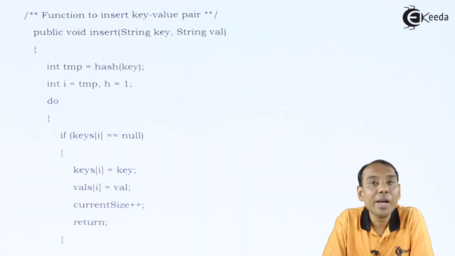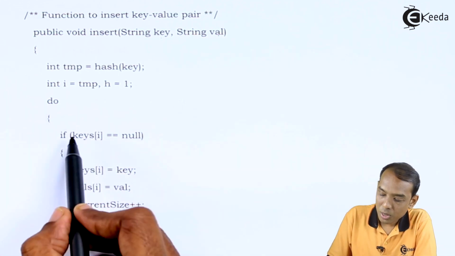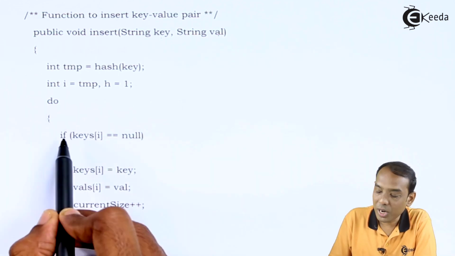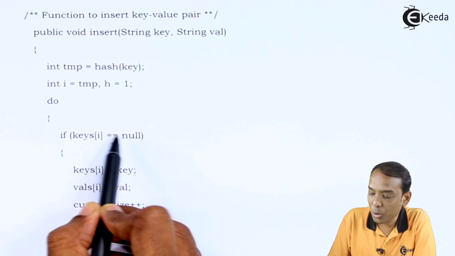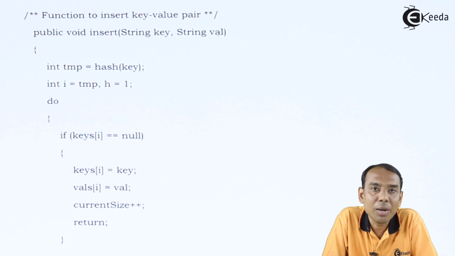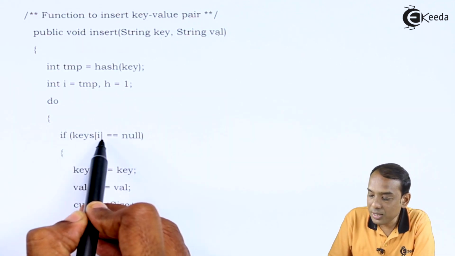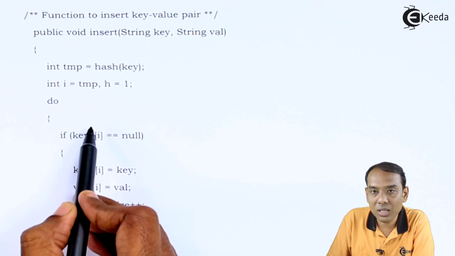Then we go for the do while loop. You must remember, in case of do while loop, even if the condition is false, at least once the do while loop executes. Let us look at the do while loop. Do, inside that we are going to check for the condition. If keys I is equal to null, it means there is a gap. So we can fill up this gap. Let us check with the condition. We have if keys I is equal to null, so we can insert the value.